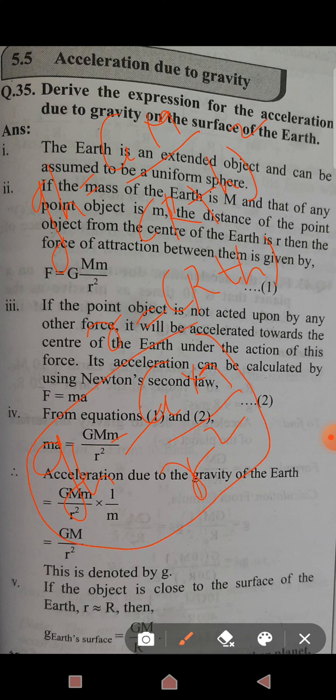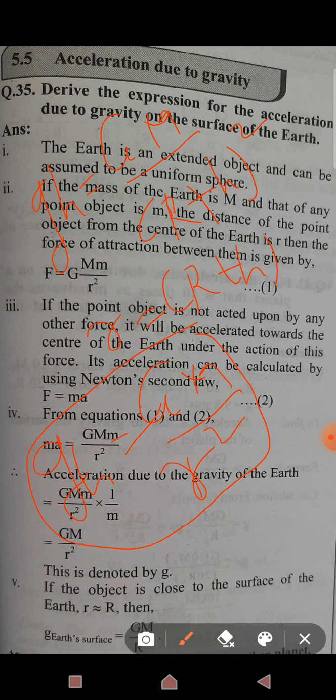And what is the small r? Small r is equal to R plus h. And what is R? Capital R is the radius of the earth, h is the height above the surface, and small r is the total distance. So you should know that notation before solving the numericals.